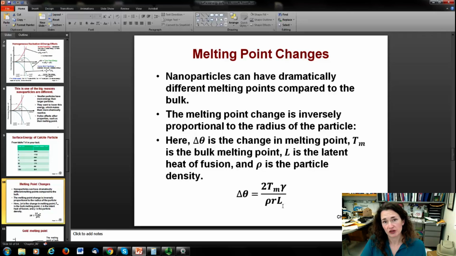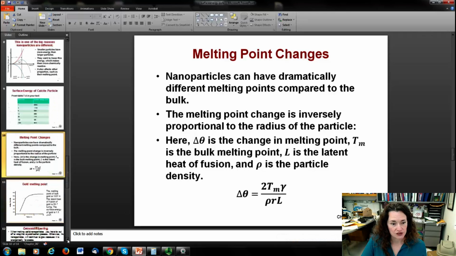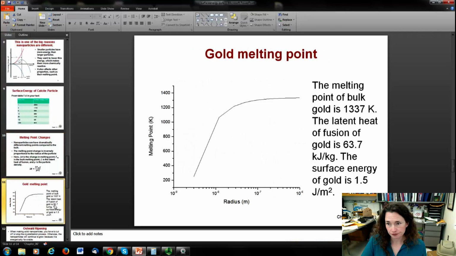Okay, remember the latent heat of fusion is from Physics 1150, 1151, your introductory level physics class, and it's the amount of energy that it takes to change phase from the solid to the liquid on a per unit mass basis. So now if you plot this out for gold, the melting point of bulk gold is 1337 degrees Kelvin. The latent heat of fusion of gold is 63.7 kilojoules per kilogram, and the surface energy gamma of gold is 1.5 joules per meter squared.